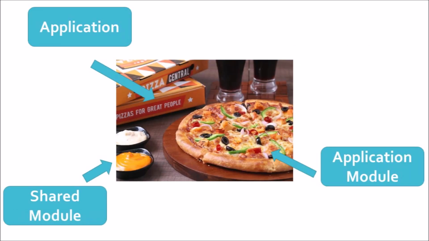To explain the relationship, let's take an example of a pizza delivery. You order a pizza. It has to come in a package, which is an application. The main functionality is offered by pizza, which is the application module, and the extra things needed by the pizza, like sauces, are shared modules. They do not have any value on their own. They have to be used by other modules. Hope this makes it clear.